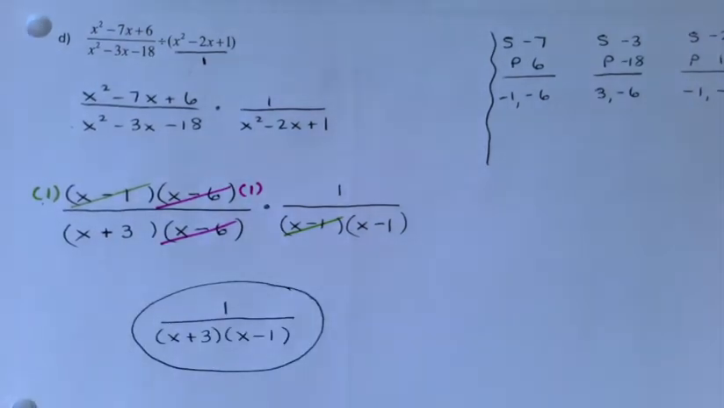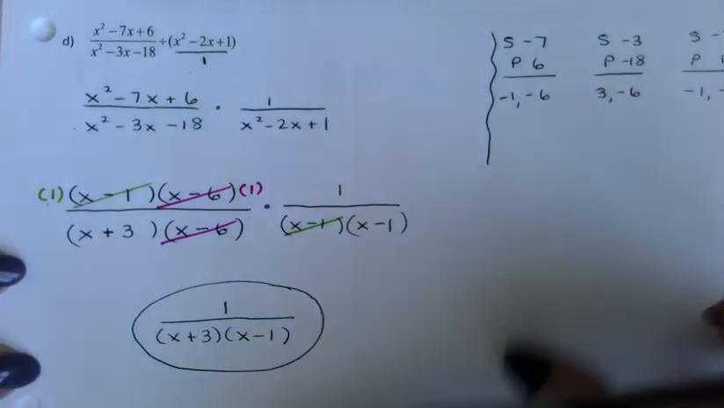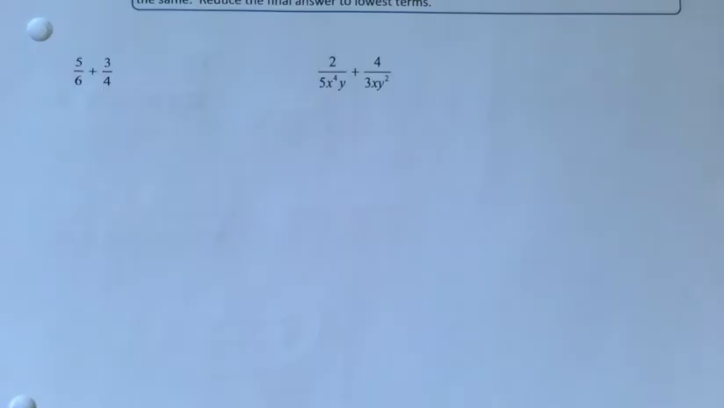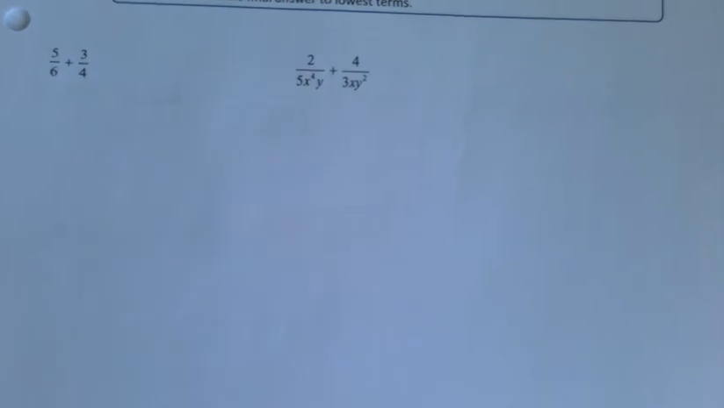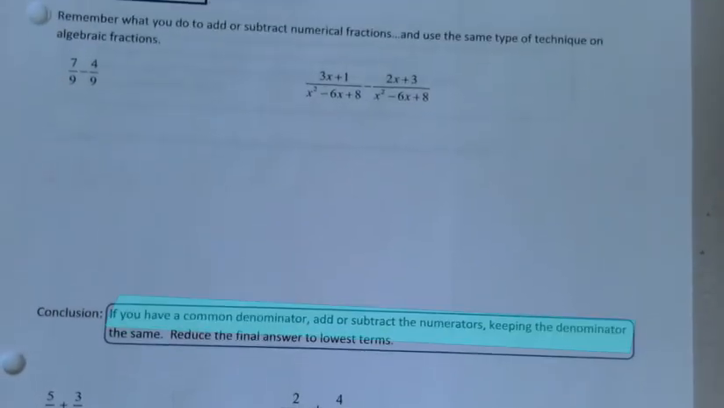All right, so that is multiplication and division. Mostly it's a lot of factoring, and then you just have to look for those places where you can divide out the common factors. Let's turn to addition and subtraction next.